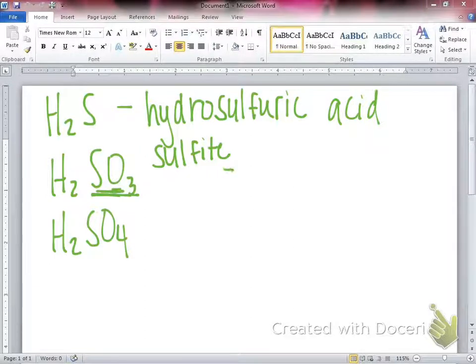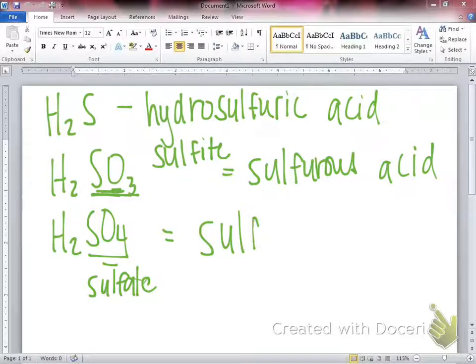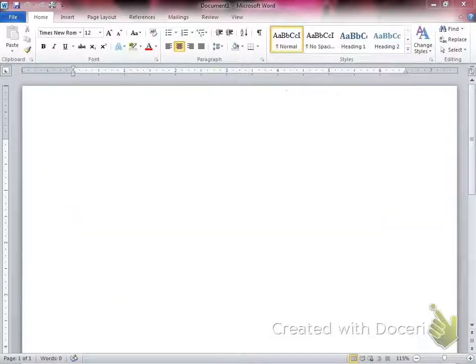SO3 is sulfite, which means we are left with sulfurous. And for our last one, SO4 comes from sulfate, which means we end with sulfuric acid. Let's take a look at this.